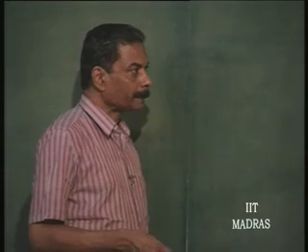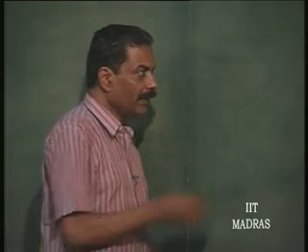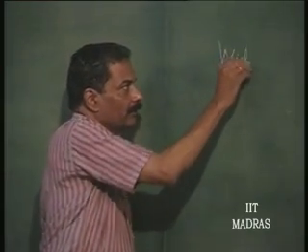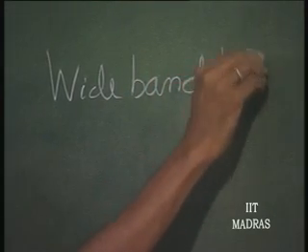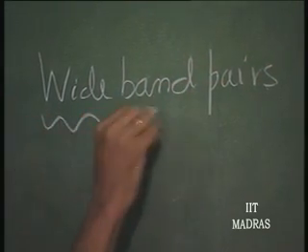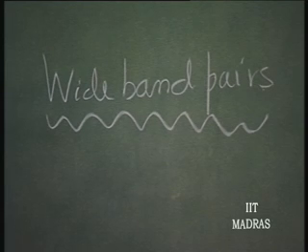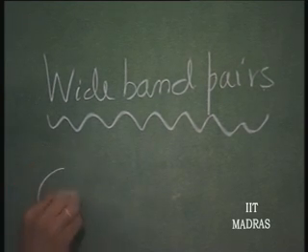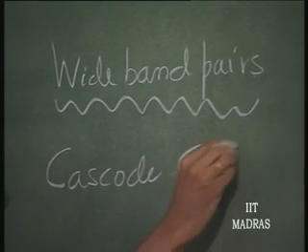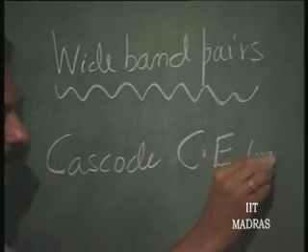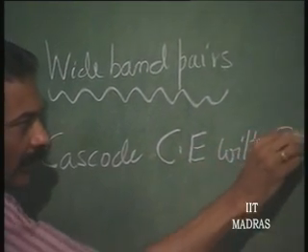Now, these wideband pairs, let us discuss. One was already the Cascode, common emitter with common base.